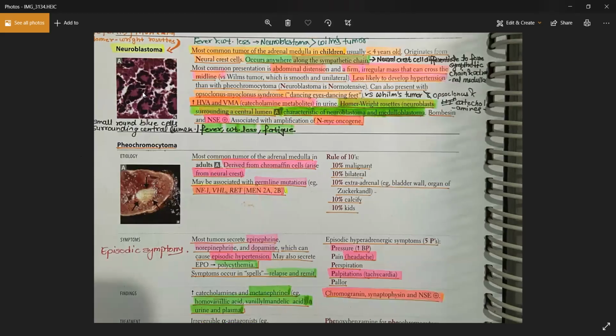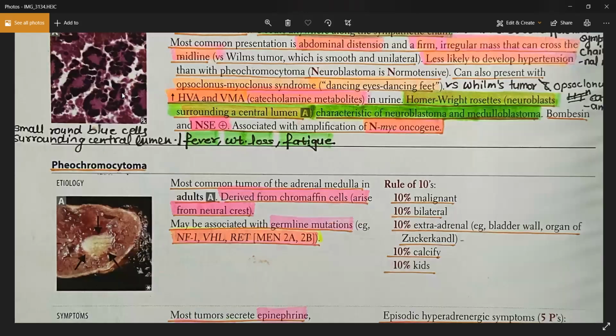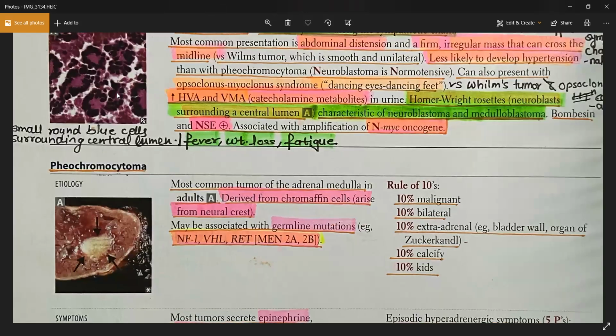And they will describe these neuroblastoma cells as small round blue cells. If they do not give you the histology, they will give you a description of the tumor. They will tell you that they have a central lumen, which is kind of eosinophilic, and surrounding that central lumen there will be these small blue round cells. As you can see, every cell is small, every cell is very blue, and all of the cells are of the same size.